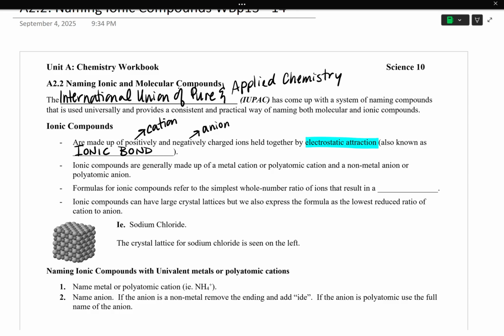Because that's happening, generally ionic compounds are made up of a metal cation or a polyatomic cation. We'll talk about those in a bit. And a nonmetal anion or polyatomic anion. When you read the formula for an ionic compound, it is telling you the simplest ratio that will result in the overall compound adding up to 0. So we want all of the positive charges to be equal to all of the negative charges. And that means we are now net 0. A net charge of 0.